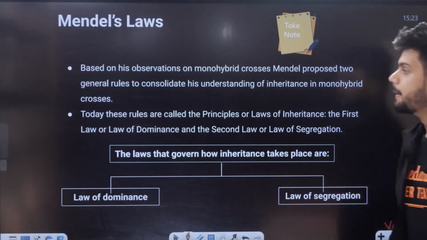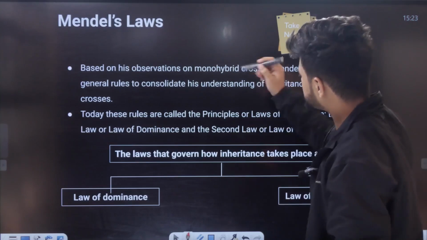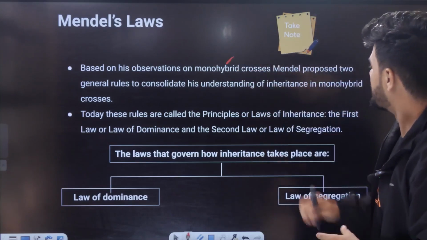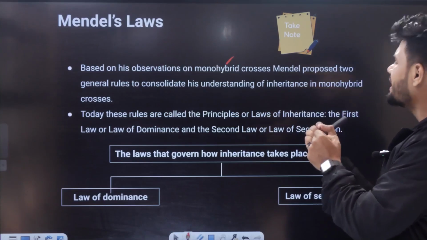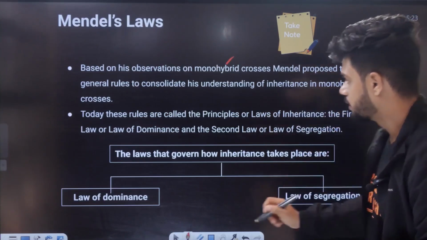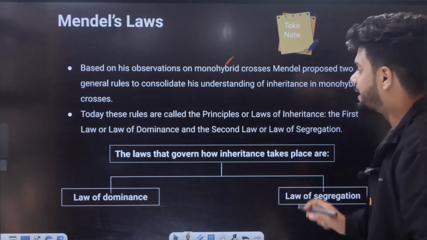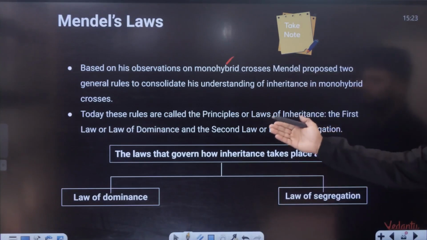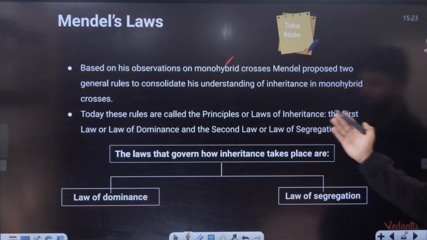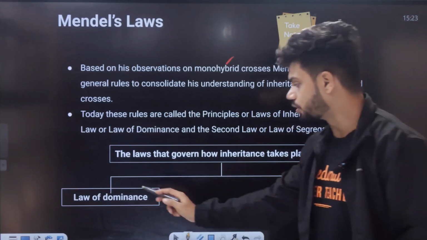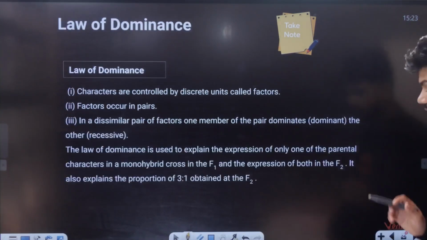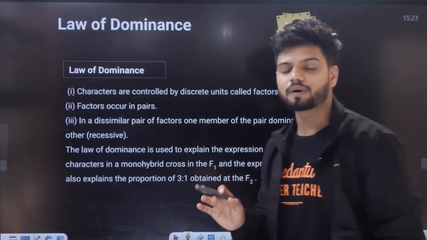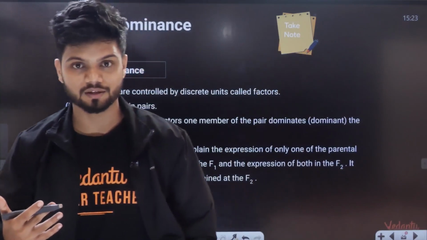Now students, based on his observations on monohybrid cross, Mendel proposed two general rules to consolidate his understanding of inheritance in monohybrid cross. Today these laws are called principles or laws of inheritance. The first one is called law of dominance. The second one is called law of segregation. Understand. Each one of them is very important. The first one is your law of dominance.